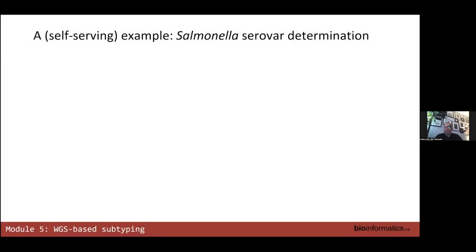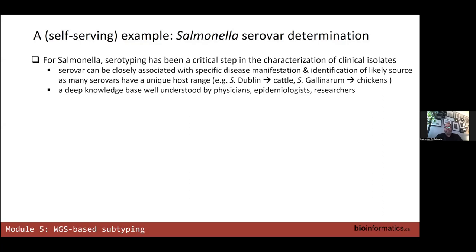I say this is a self-serving example on Salmonella serovar determination because we built a tool for doing this. Certainly at the time, the sentiment was that serotyping has been around for 100 years and is embedded in our surveillance apparatus. It doesn't necessarily have a ton of resolution, but it can be very informative. We know a lot about it. Doctors know it, epidemiologists know it, researchers know it. If I tell you this infection is Salmonella Enteritidis, everybody has an idea of what we're dealing with.